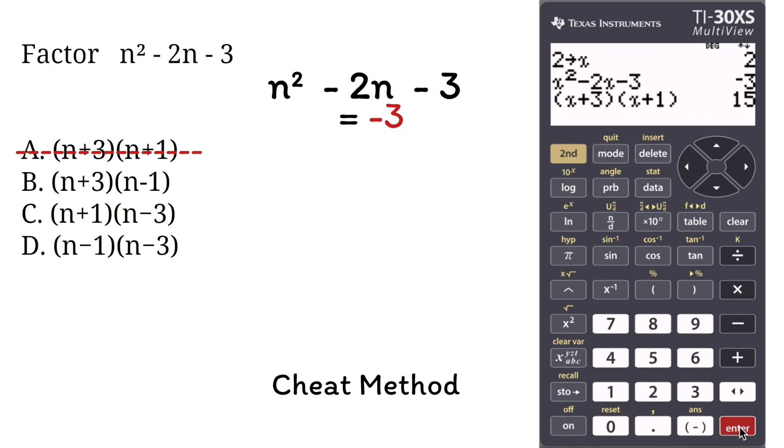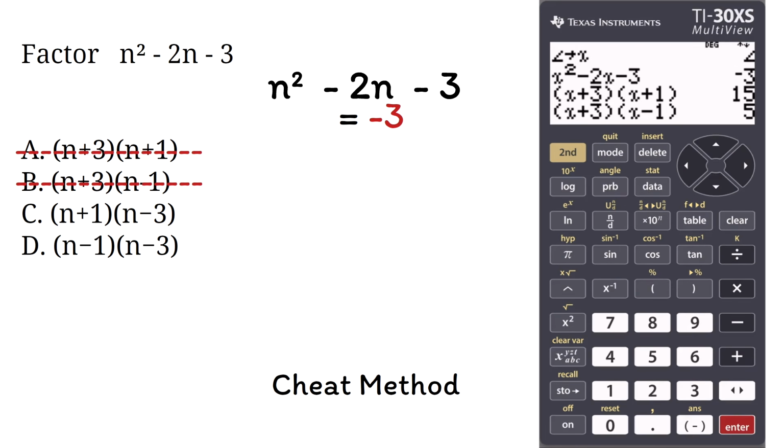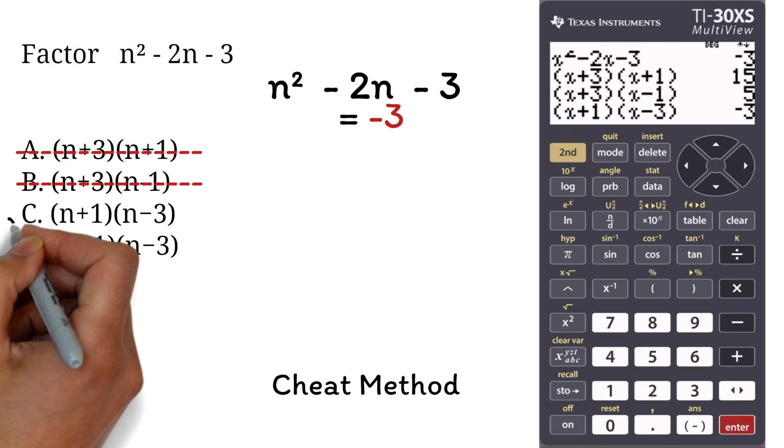Now, let's test option B. We do the same thing for option B. We input the expression. Then we press enter. This gives us 5. Since this is not -3, option B is not the correct answer. Now let's test option C. We input the expression. Then we press enter. This gives us -3. Since this gave us -3 like the original expression, this is the correct answer.